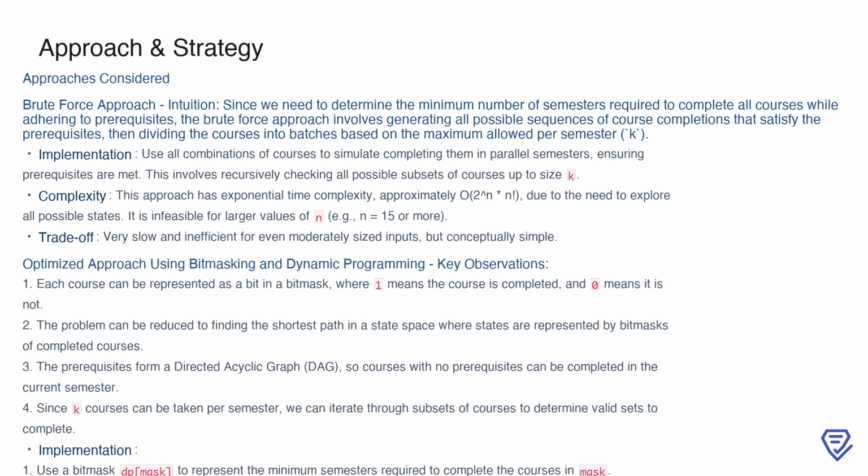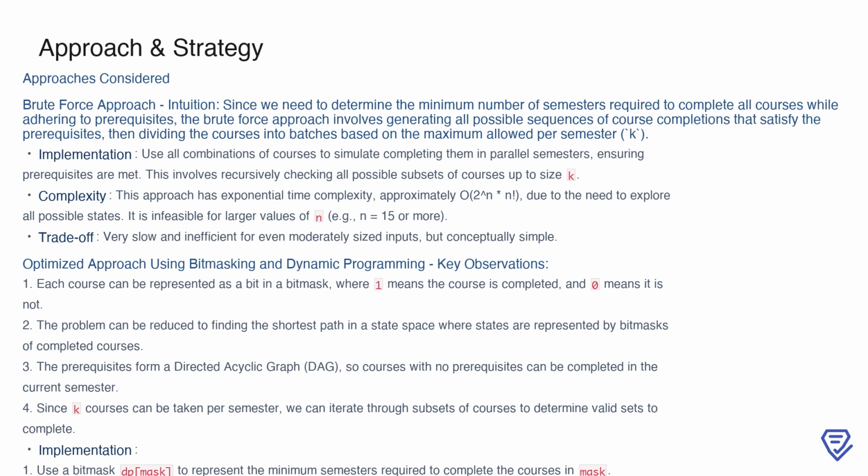To solve this problem, we initially consider a brute force approach, which is conceptually straightforward. The idea is to generate all possible sequences of course completions that respect the prerequisite constraints, and then divide these courses into batches of up to k courses per semester. This involves recursively exploring all subsets of courses, ensuring prerequisites are satisfied before including a course in any batch. While this method is simple to understand, it is computationally infeasible for larger inputs because of its exponential time complexity, approximately 2 to the power of n times n. For example, when n is 15 or higher, the number of states to explore grows too rapidly, making this approach impractical for real-world use.